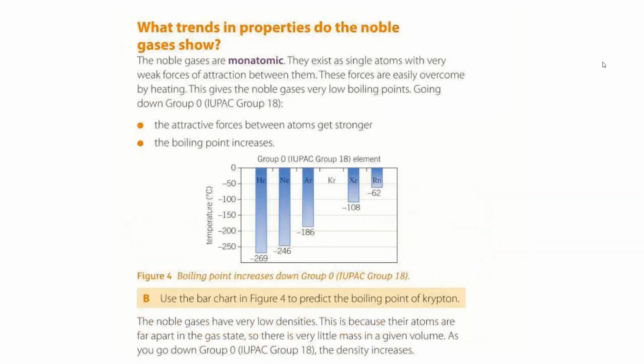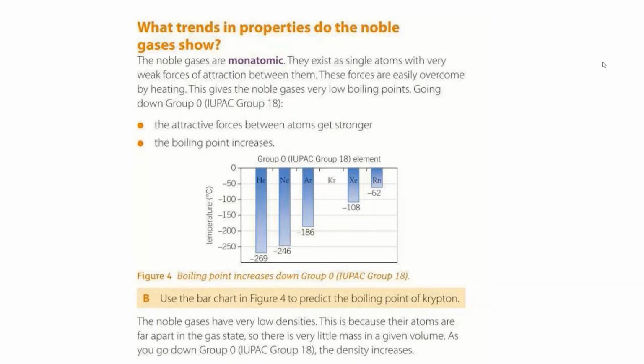And so because the noble gases, the ones in group 0, have full shells and like to be solitary, the noble gases are monatomic, unlike the group 7s, because the group 7s are diatomic. They exist as single atoms with very weak forces of attraction between them. These forces are easily overcome by heating. This gives the noble gases very low boiling points. Going down the group, the attractive forces between atoms get stronger, and the boiling point increases.